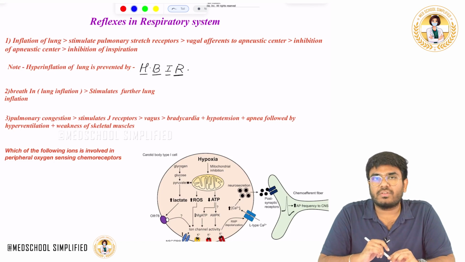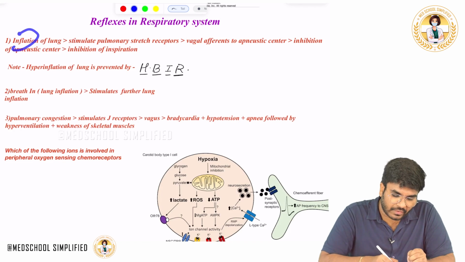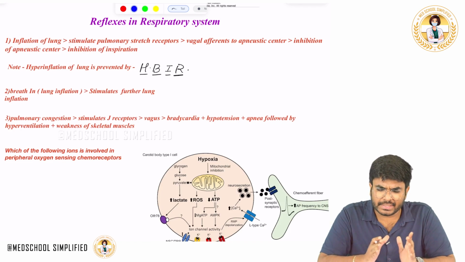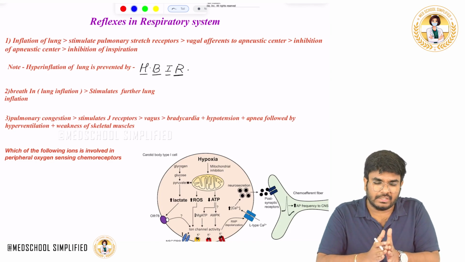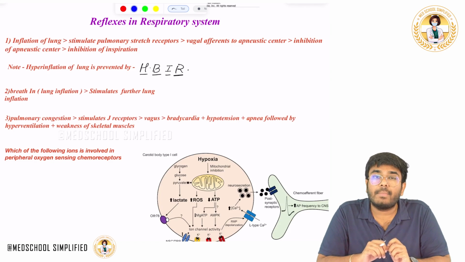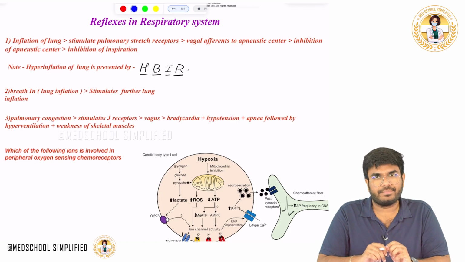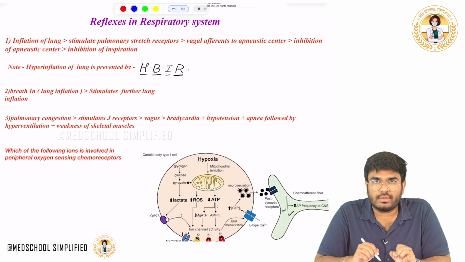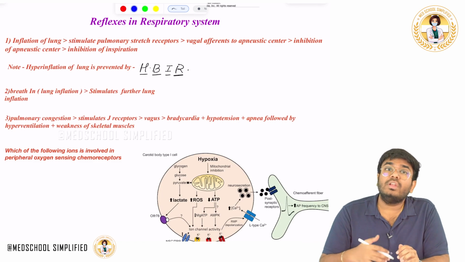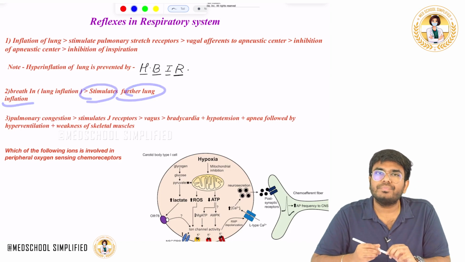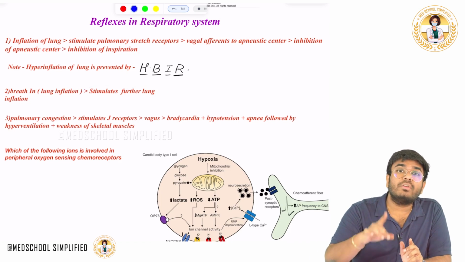Next. In the Hering-Breuer inflation reflex, what is happening? Whenever there is inflation, respiration is stopped. There is inhibition of respiration. This is something normal: inflation of the lungs stops inspiration. But only once in your life, the inflation of your lungs will further promote or stimulate the inflation. When? Do you know when? During your first breath.